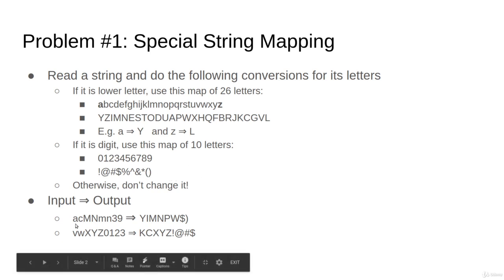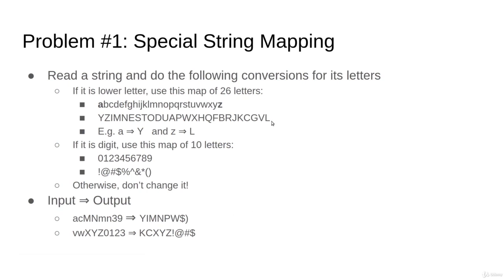For example, if you have a string like A, C, blah, blah, blah, the A will be converted to the Y, the C will be converted to the I, and so on.